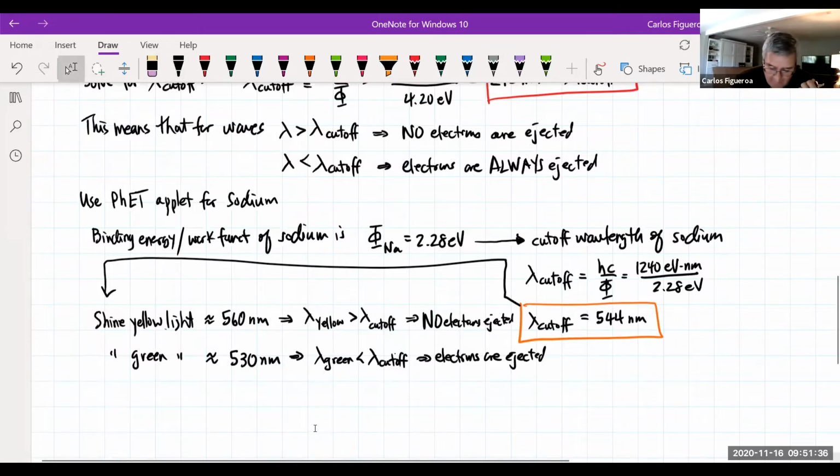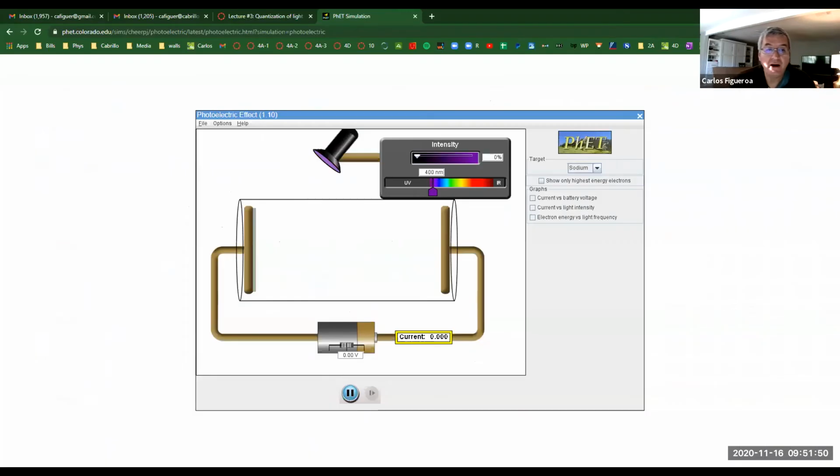So let's go to the PhET applet. So if I go and do that, okay, are you seeing my applet here? You seeing the PhET applet right now? Yeah. Okay, so now let's go look at this thing here. So yellow light, so I'm going to come in here. Yellow light is around 560. Okay, come on, baby. There you go.